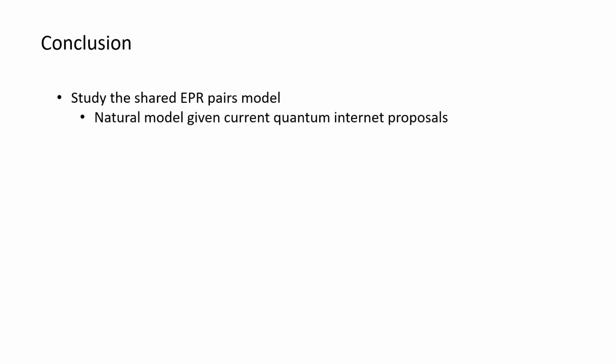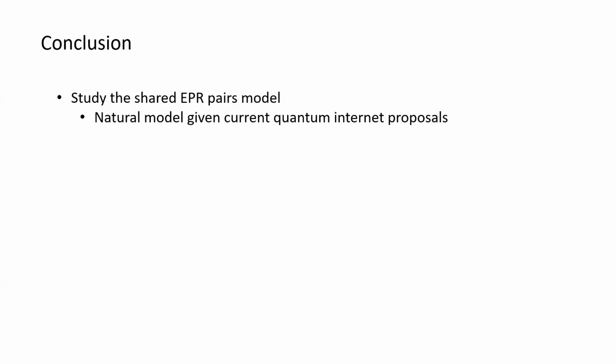All right, so let me just conclude. Basically we study this shared EPR pairs model where we assume there's a trusted dealer that distributes shared EPR pairs. I think it's an interesting model for a couple of reasons. For one, it seems fairly natural, given the way that quantum internet proposals are today, which is basically to just set up shared entanglement among a bunch of different nodes, right?